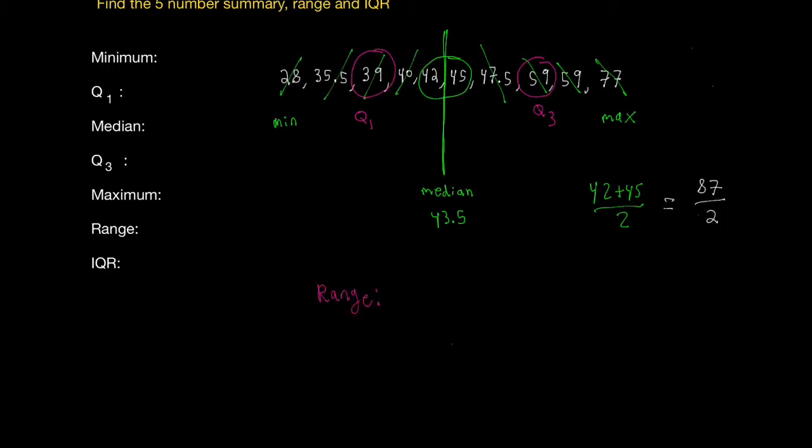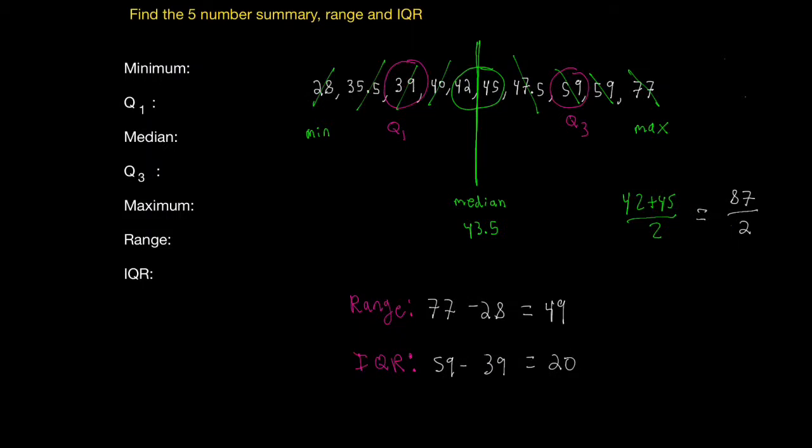And to get the range, we're going to get the maximum and then subtract the minimum. So here we're going to get 77 minus 28, which is going to give us a total of 49. And then to get the IQR, the interquartile range, we're going to get Q3, which is 59, and subtract Q1, which is 39. So we have 59 minus 39, that gives us 20. And we have all of the information.